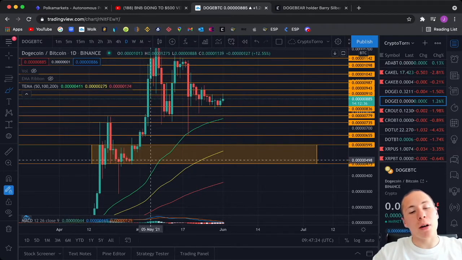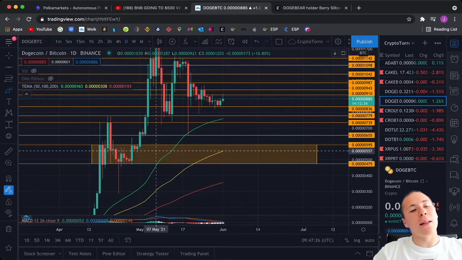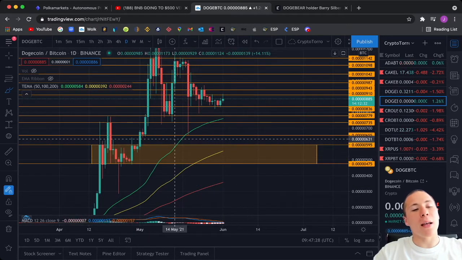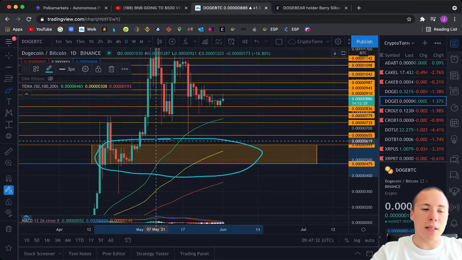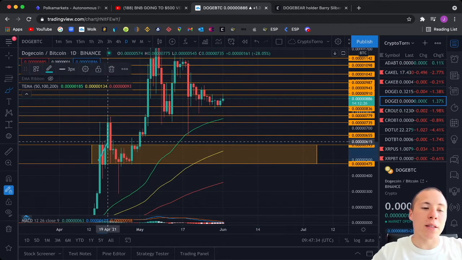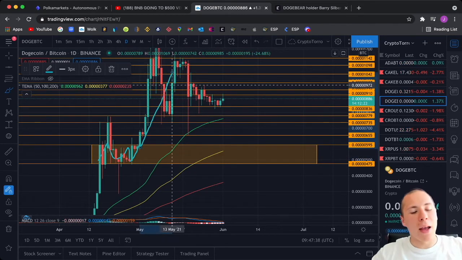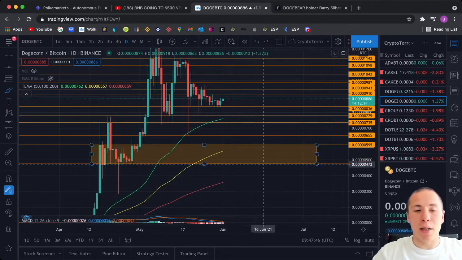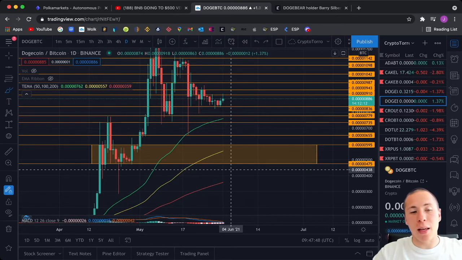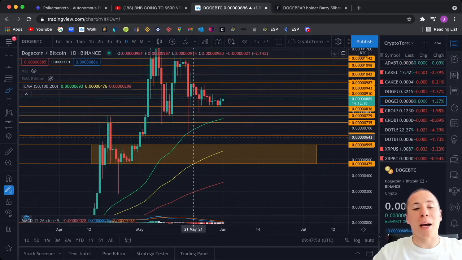But for sure, I also wanted to let you know that this orange box down below is a major level of support where we traded in between during a couple of days before heading even further up. I think this is a level you want to monitor very closely, especially because if Dogecoin breaks even further down below, this might be a level where it will be finding support on top.